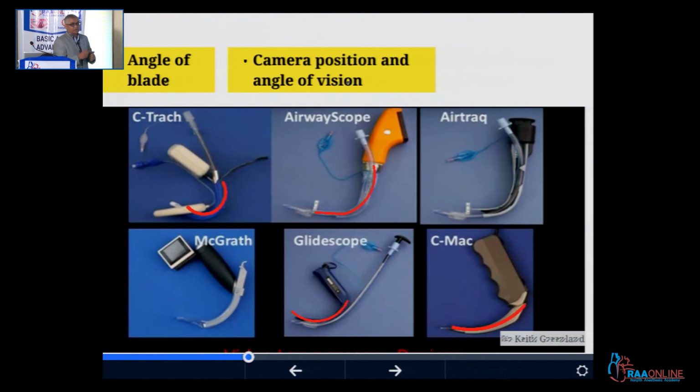The second thing you need to understand for video laryngoscopy is where the camera is situated and in which direction it is looking. So in which direction is your camera looking? Now if you see the McGrath camera, it is looking up, it is looking like this. If you see the AirTraq, which is a family of channel video laryngoscopes, all channel video laryngoscopes will probably look straight. So it is looking straight.